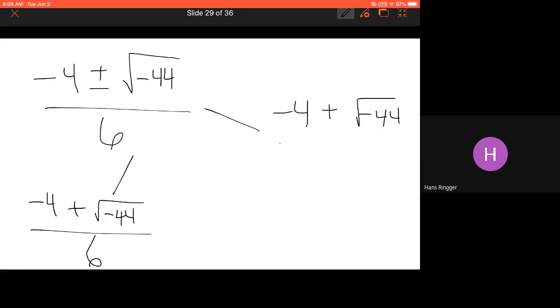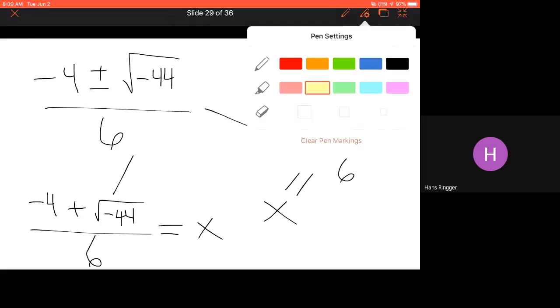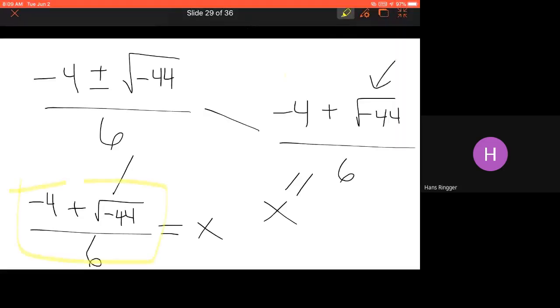Now, there are some properties of square roots that aren't going to allow us to actually solve this one because it's hard to take a square root of a negative number. You're going to learn more about that in Algebra 2. But these, if we were able to reduce them down to a single number, would be the solutions to our equation. X would equal this, and X would equal this.